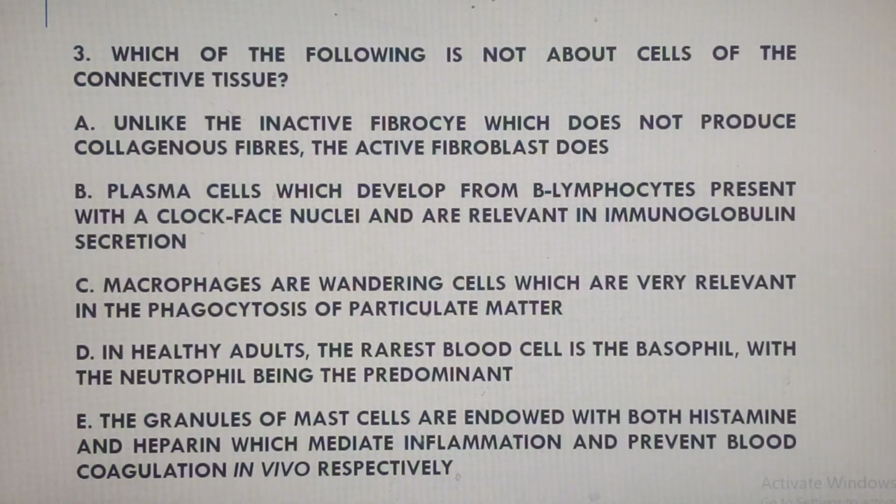But apart from that, some of the granules of these mast cells will also be releasing what we call heparin. That heparin will ensure that you don't clot your blood in vivo inside your body, so that your blood will flow throughout your body. If it clots, you are likely going to die, because the blood is a very important transport medium for oxygen, for glucose, and other important metabolites.